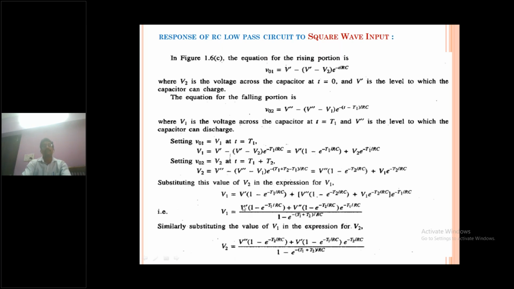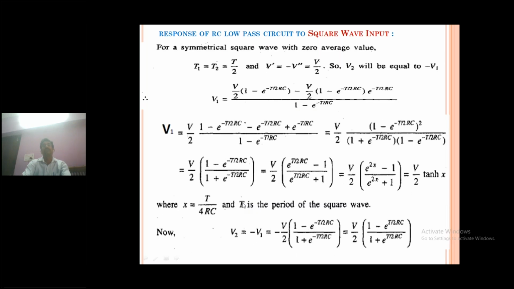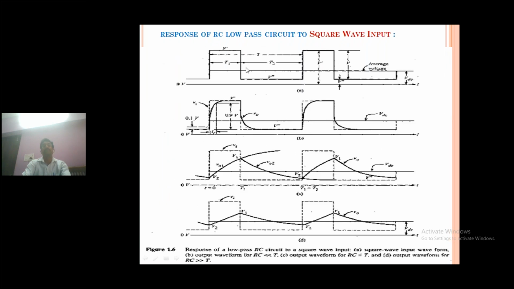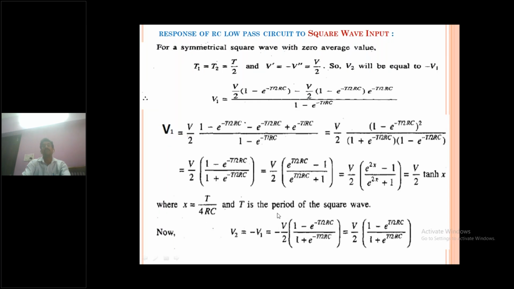This is the square waveform applied to the low pass RC circuit. Now the important condition is whenever T1 equals T2 equals capital T by 2, and V dash equals minus V double dash. You have to observe here that the symmetrical square waveform will be considered, so the positive peak magnitude equals the negative peak. So V dash equals minus V double dash. Similarly, T1 equals T2 equals capital T by 2. So in these equations, you have to substitute and find the V1 value.